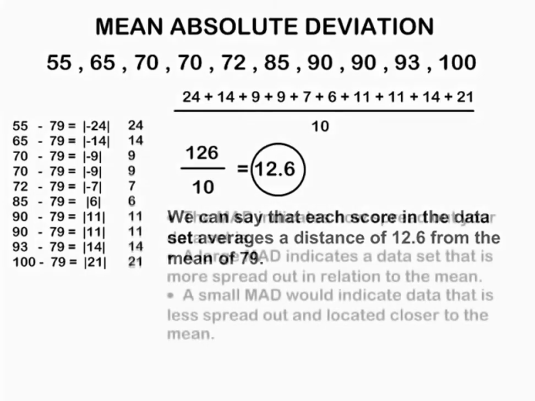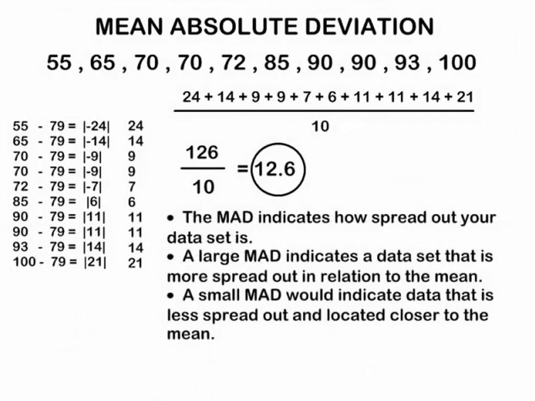The mean absolute deviation indicates how spread out your data set is. A large mean absolute deviation would indicate a data set that is more spread out in relation to the mean. A small mean absolute deviation would indicate a data set that is less spread out and located closer to the mean.